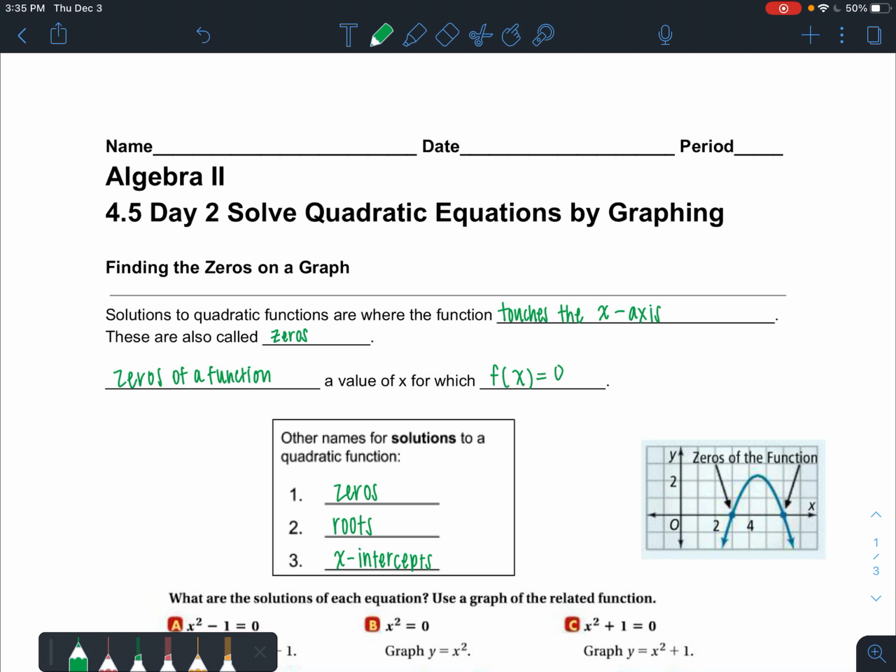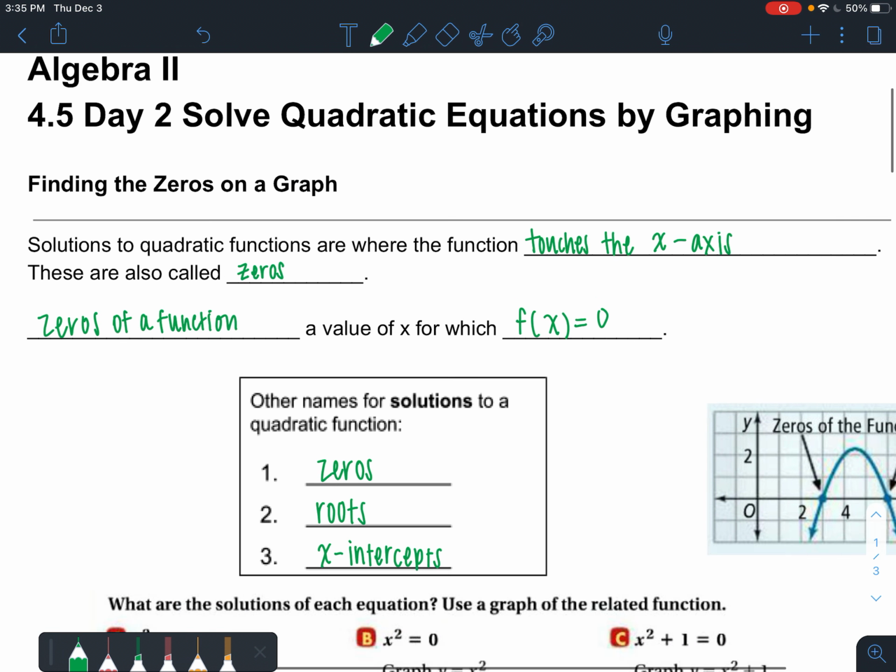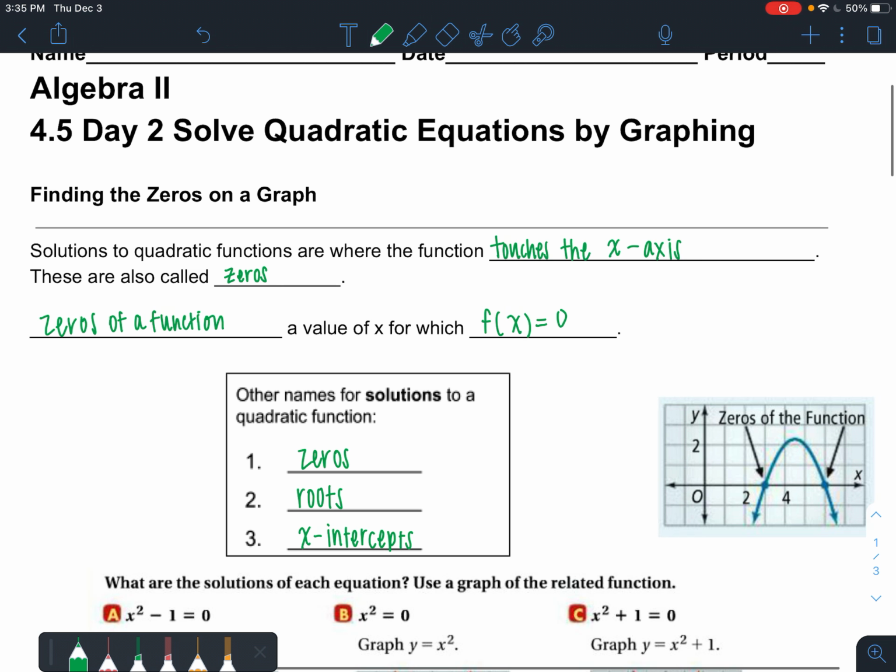Today we're talking about graphing quadratic equations to solve. Alright, so finding the zeros on the graph. The solutions to quadratic functions are where functions touch the x-axis. We can also call them zeros. The zeros of a function are the values for x for which f of x equals 0. So wherever f of x equals 0, is where the solutions are.